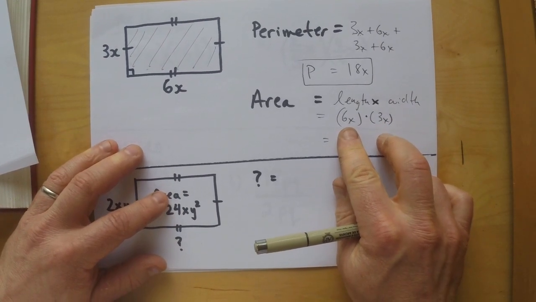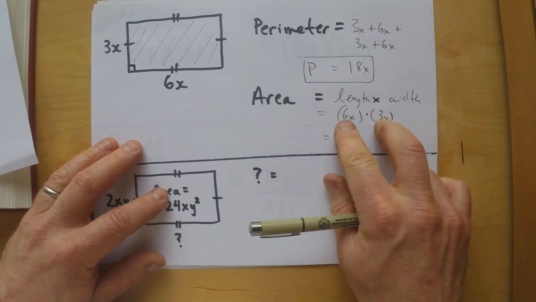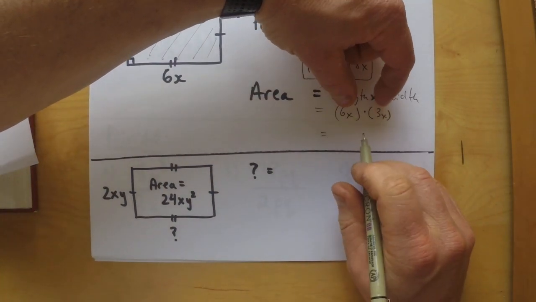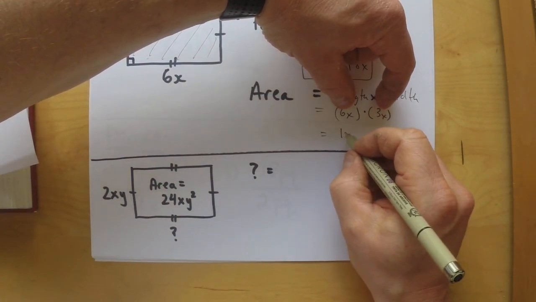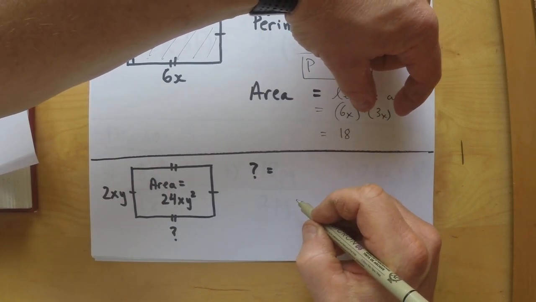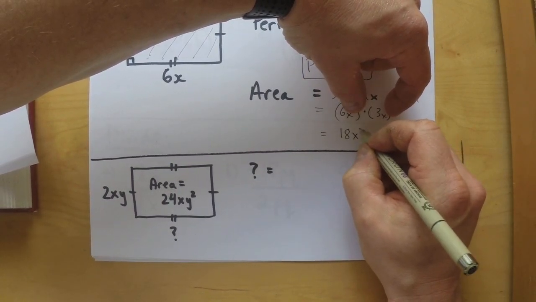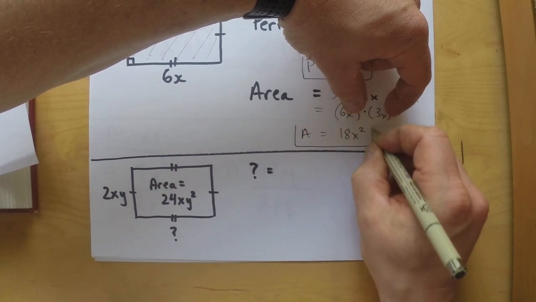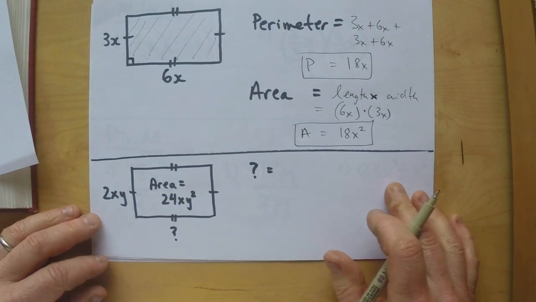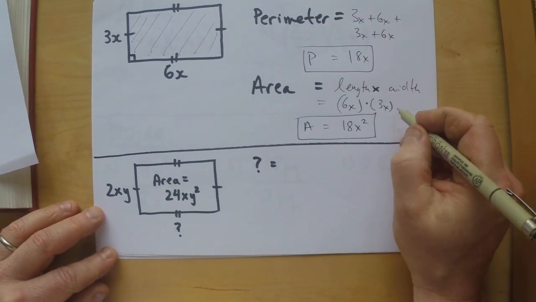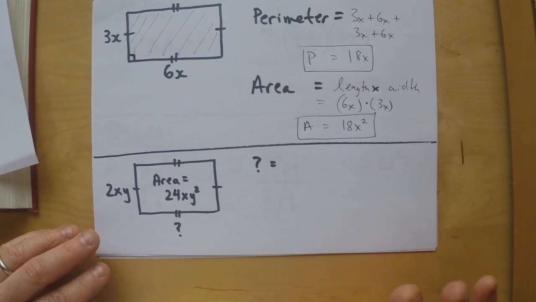And now it's like, oh man, what are my rules for this? Oh yeah, I multiply coefficients, because when multiplying I can multiply those. That's 18, 6 times 3, and x times x, x squared. There's my area. Completely different process. This is not collecting like terms.